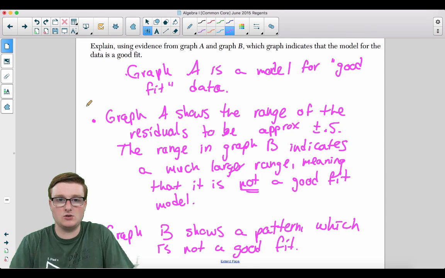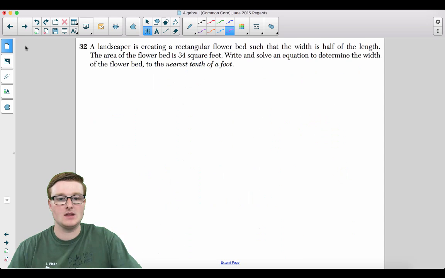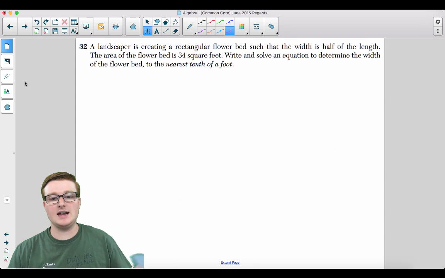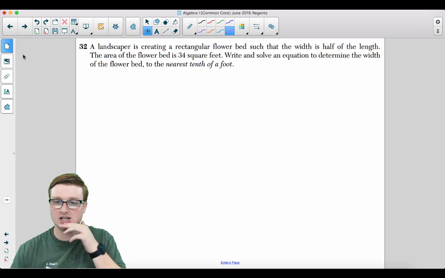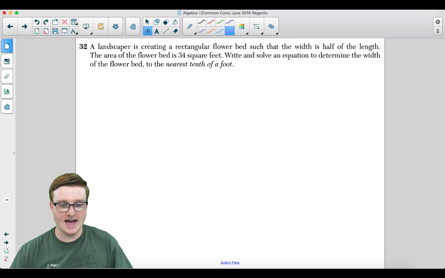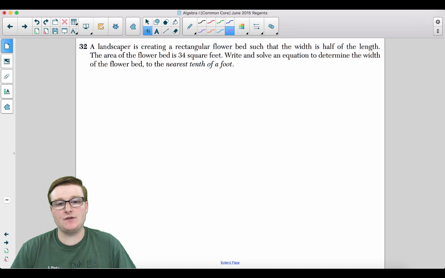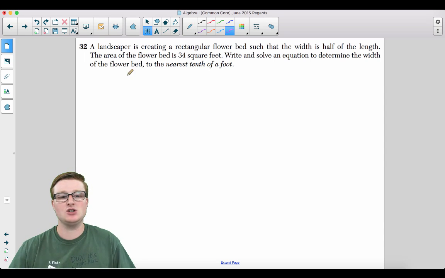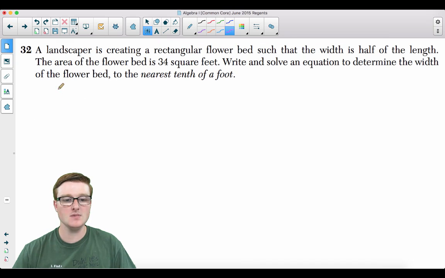All right, moving on to question number 32. A landscaper is creating a rectangular flower bed such that the width is half of the length. And then it says the area of the flower bed is 34 square feet. Write and solve an equation to determine the width of the flower bed to the nearest tenth of a foot. So here's what I'm going to do. I am going to let x equal the length.